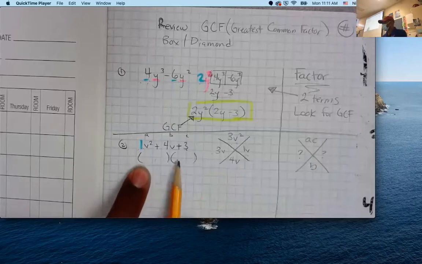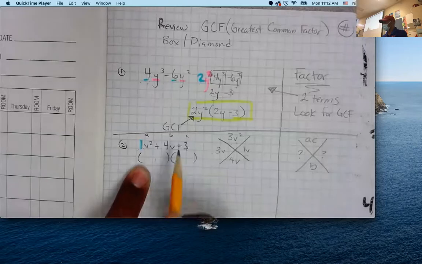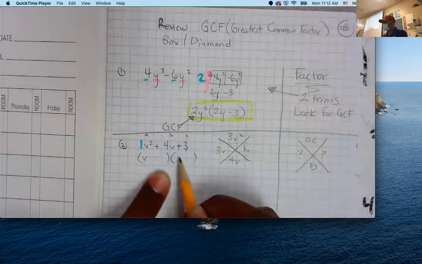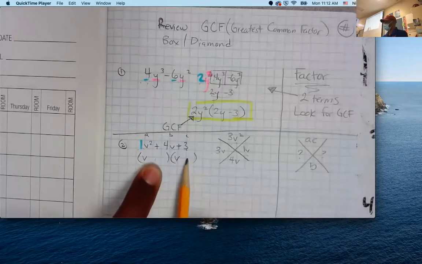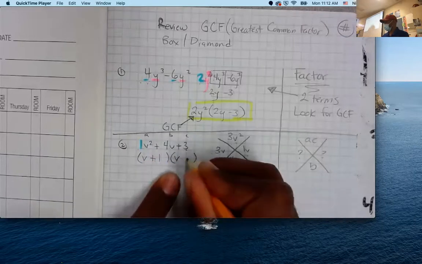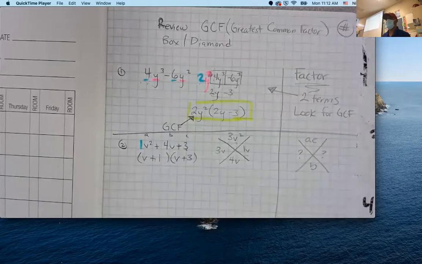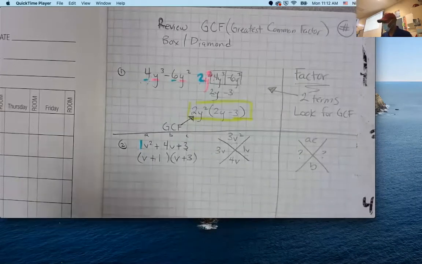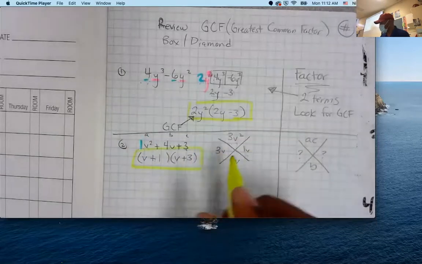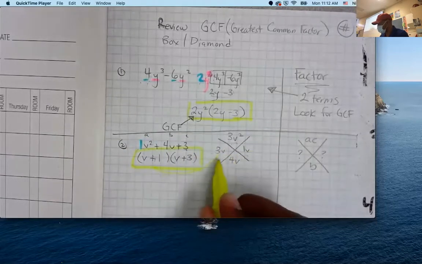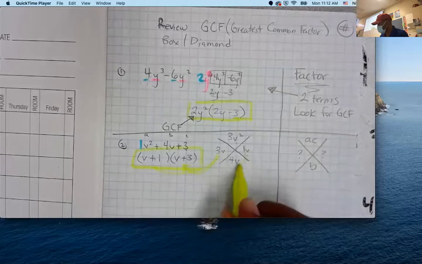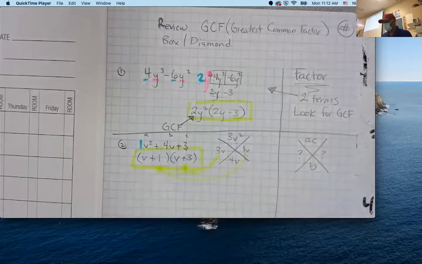Now the first two terms in each of these will be v. And then what do you guys think I put there and there? Yep, +1 and +3, or +3 and +1. It doesn't matter what order you put it in. It's still the same. And then that's it. Those are the factors. So that basically just goes there, and then this one goes there.